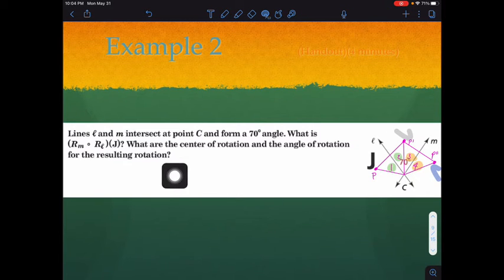The first part of the question is just what is the reflection over line M of the reflection over line L of the figure J. This is what we did in the previous problem, so I'm going to go over this all at once. First, we're going to start with the inside transformation, which is the reflection over line L of J. So here's J, here's line L.